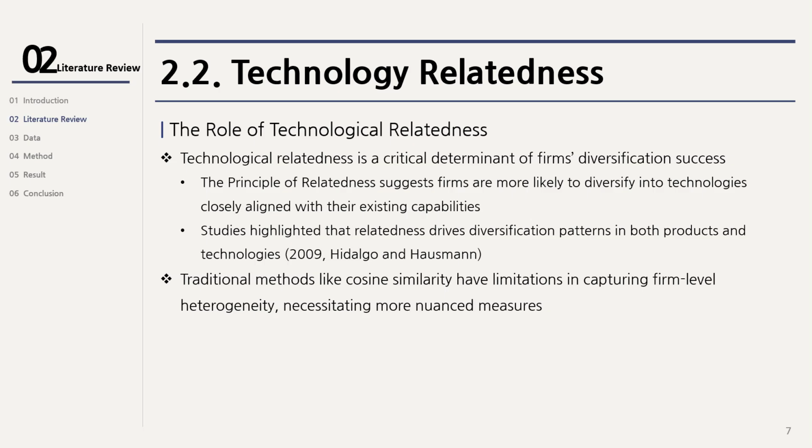Next, we have technological relatedness, which is a critical factor in diversification success. The principle of relatedness suggests that firms are more likely to diversify into technologies closely aligned with their existing portfolios. For example, firms with experience in cloud computing are better positioned to adopt cybersecurity technologies because of their shared technical foundation. However, traditional methods like cosine similarity, often used to measure relatedness, fail to fully capture firm-level differences, highlighting the need for more nuanced approaches.